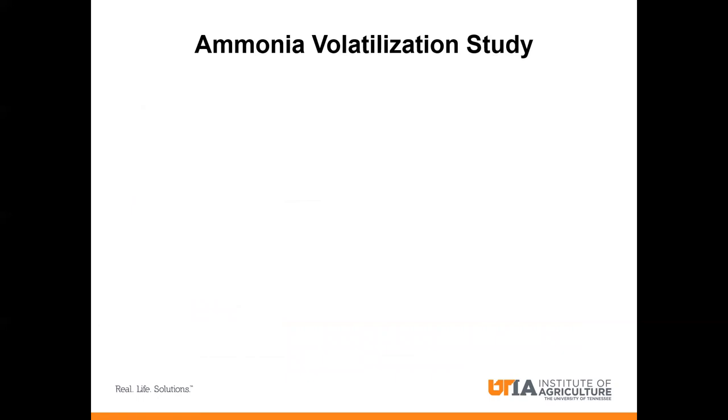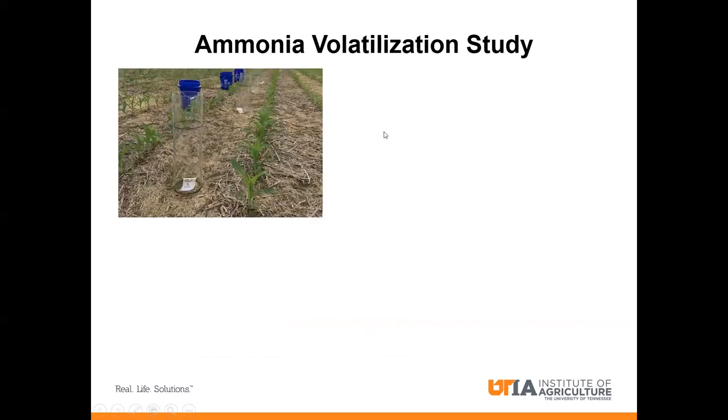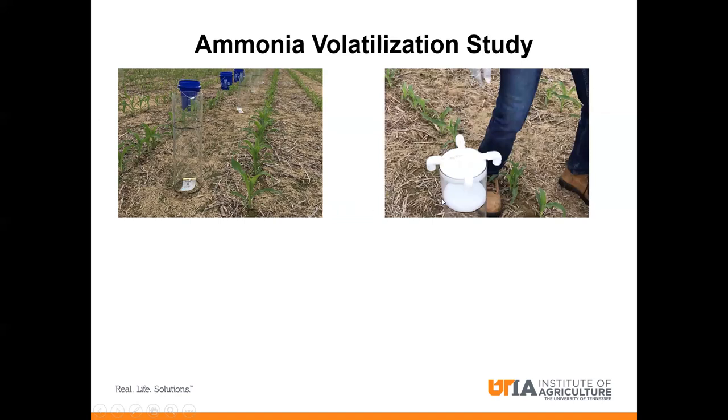Now I'm going to spend time to talk about an ammonia volatilization study that I have personally been involved in at UT. In my ammonia volatilization studies, I use the semi-closed chamber method. We install this clear plexiglass about 4 inches into the soil in the field. We apply a nitrogen fertilizer treatment, and then we trap the ammonia that is coming from the soil as well as from the fertilizer using foam.